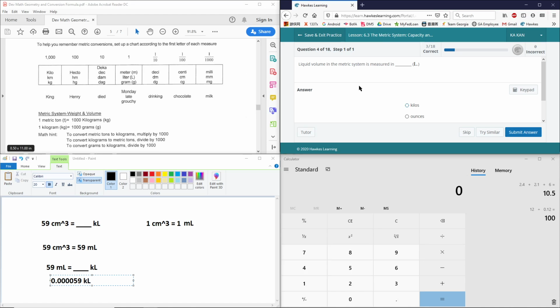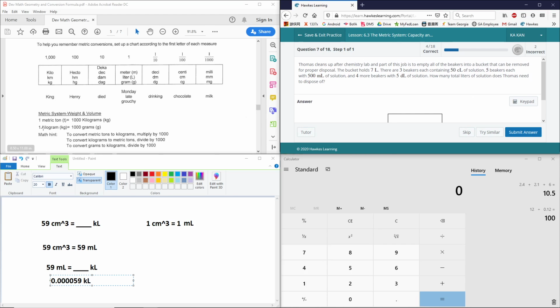So now let's say liquid volume in the measuring system is measured in liters, and convert that to milliliters. I mean, you guys can try this one out. It's the same thing. Same thing here. Now this one's a bit tricky.